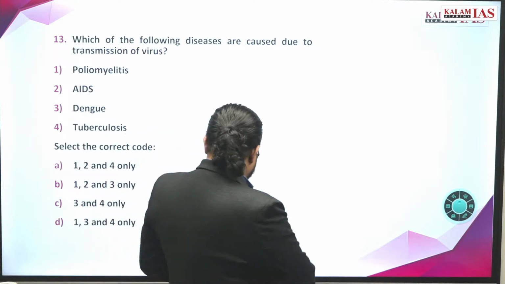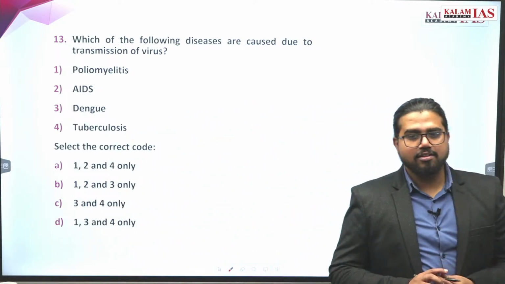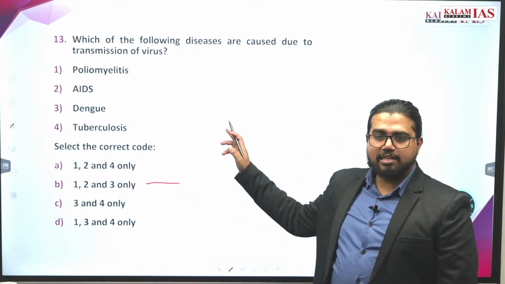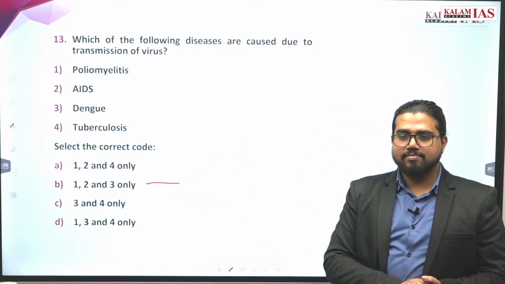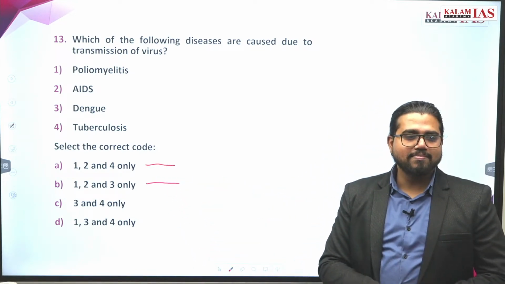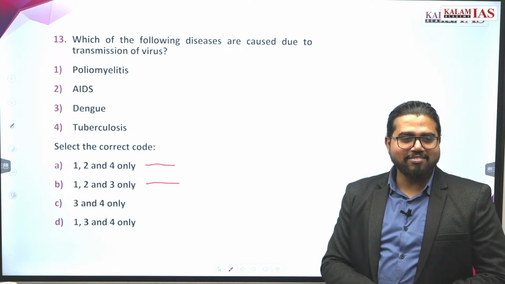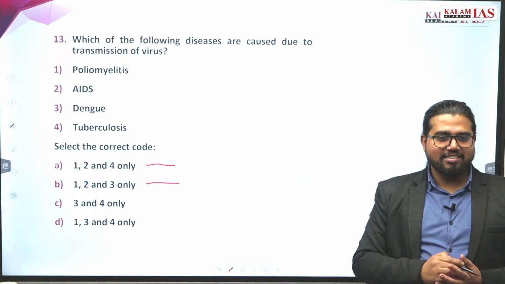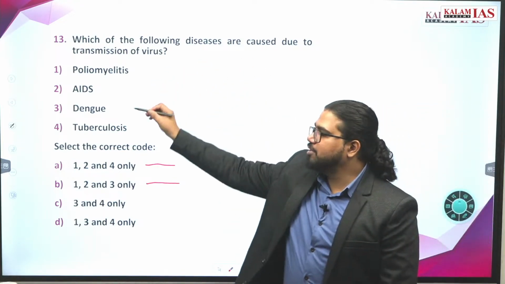Okay. Tell me, what is the answer? B. All of you are saying B. Somebody is saying A. You are saying A. Why? Select something. You have no idea at all? Tell me at least one option where you are very much sure.